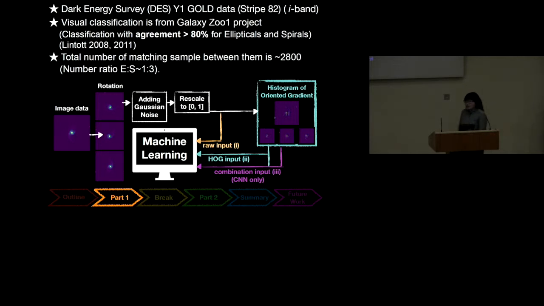In this study, we also use a gradient image of the raw image, using the technique of histogram of oriented gradients. Basically, you calculate the gradient of the pixel values to get the image, which can sharpen the edges and emphasize the shape of the object. For the convolutional neural network, we also have another input which combines the raw image and the gradient image together, so we call it the combination input.